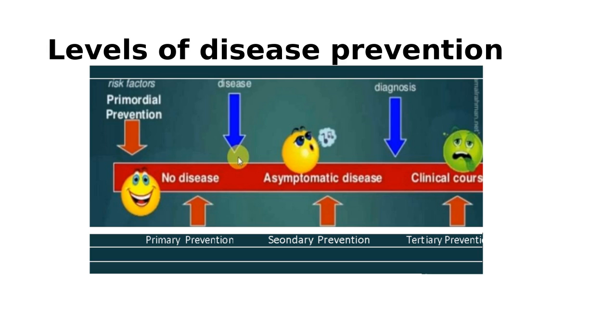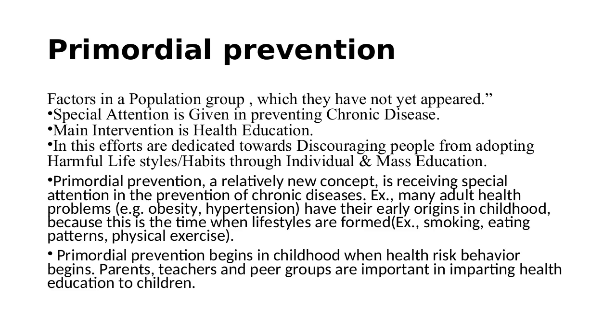Then let's now see what are these levels of disease prevention I was talking about. We have the primordial prevention stage, the primary prevention stage, the secondary prevention stage, and the tertiary prevention stage. So we'll cover one stage at a time. Let's start with the primordial prevention.